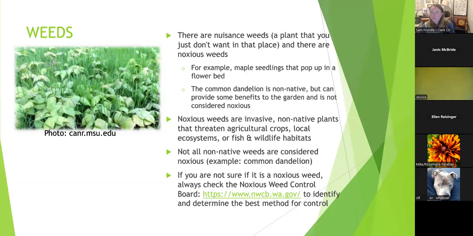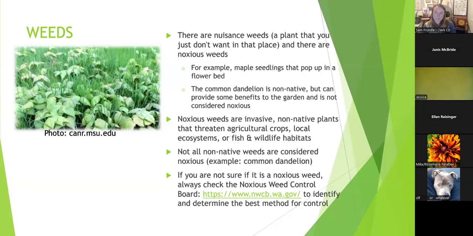So when you're talking about weeds, remember, what is a weed? A weed is just a plant that you don't want there. So for example, I have a maple tree in the back, and every spring I get 100 little maple seedlings that come up out of the ground. I don't want 100 maple trees under my maple tree. And so I pick them. For me, that's a weed because I didn't want it there. So what it's not, though, is a noxious weed.